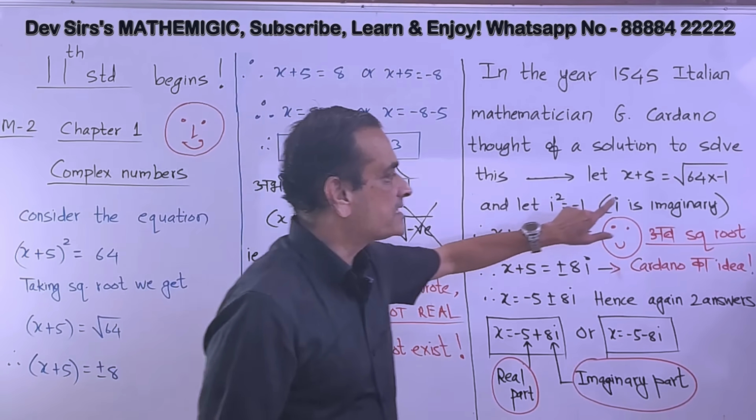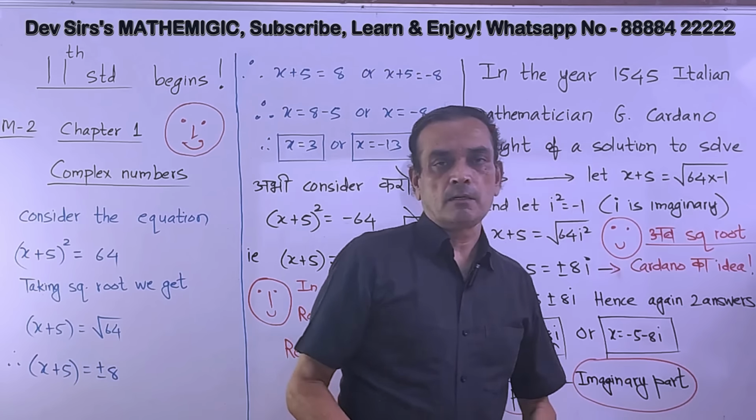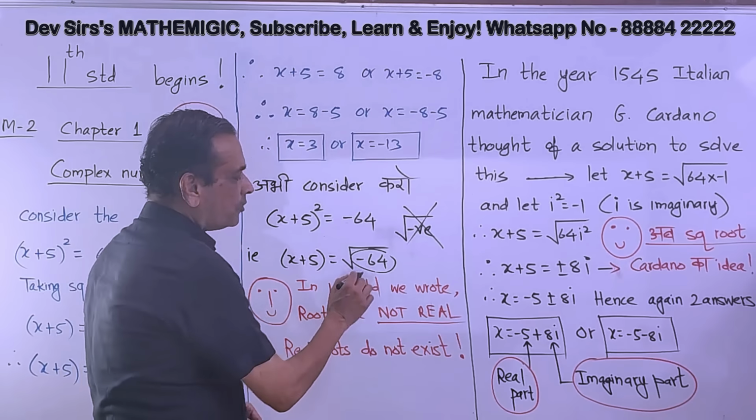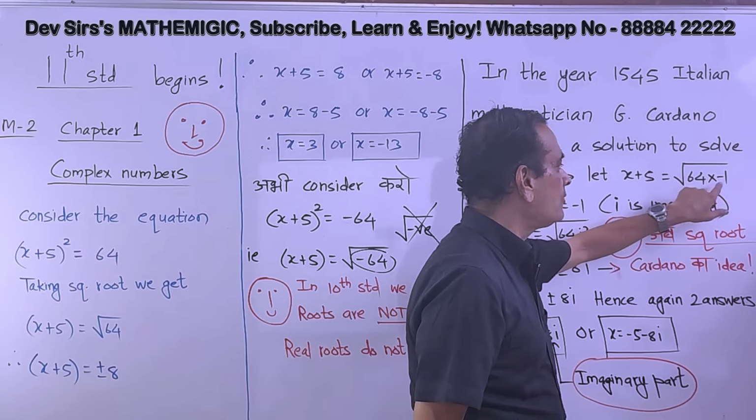Minus 64, he wrote as 64 into minus 1. Okay, ध्यान से सुनो. Minus 64 he wrote as 64 into minus 1.